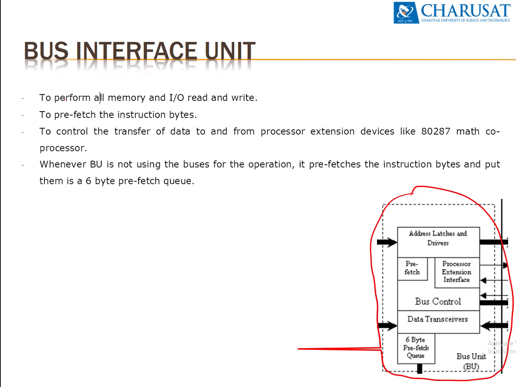The bus interface unit performs all memory and IO read and write operations with the help of these control lines. It fetches instruction bytes and controls the transfer of data to and from processor extension devices like the 80287. This is the processor extension interface. Through this line, it exchanges data with the coprocessor or math coprocessor. Whenever the BIU is not using the buses for an operation, it prefetches instruction bytes and puts them in a 6-byte prefetch queue, which is available over here.